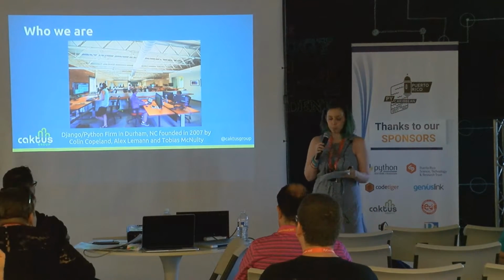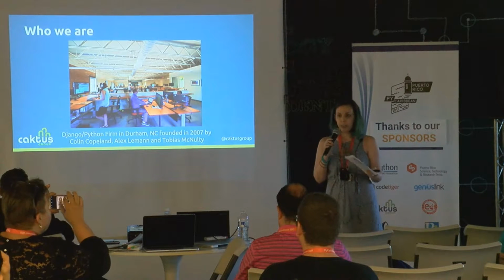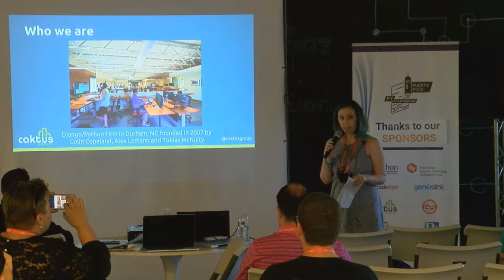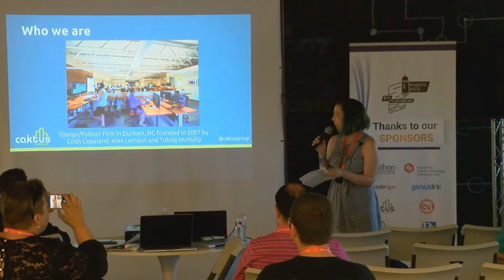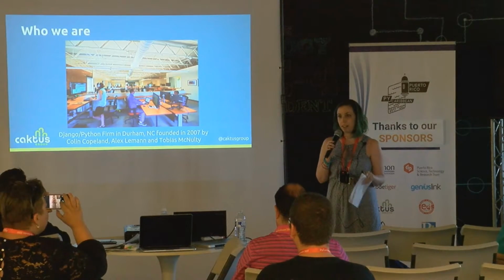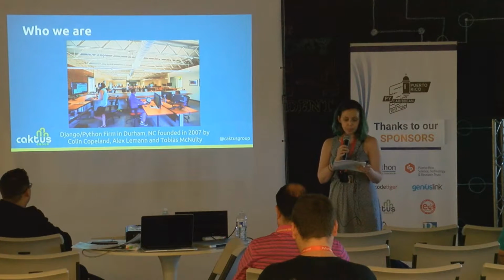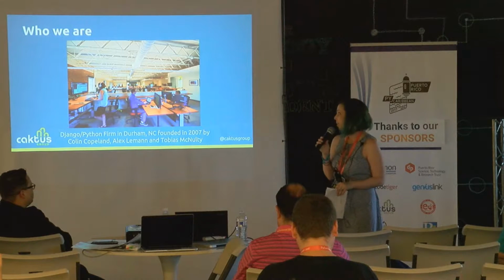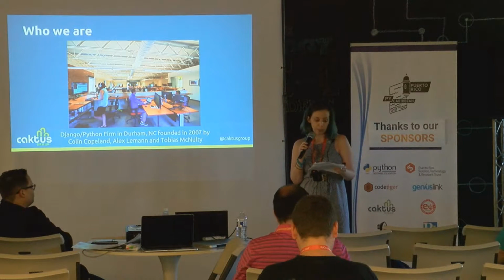So I'm coming from Cactus Group, which is a web app development company. We're located in downtown Durham, North Carolina. It was founded in 2007. At Cactus, we build Python and Django apps for companies all over the world. Some of our projects use SMS, and while we did not actually create RapidPro, we're proud community members.